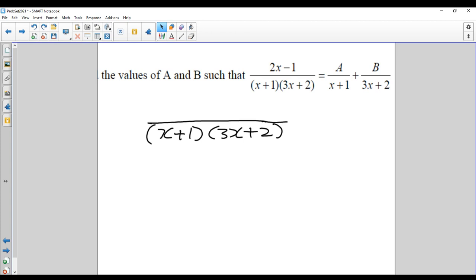Yes, Rosie. Pardon me? Multiply it by the 3x plus 2, absolutely.